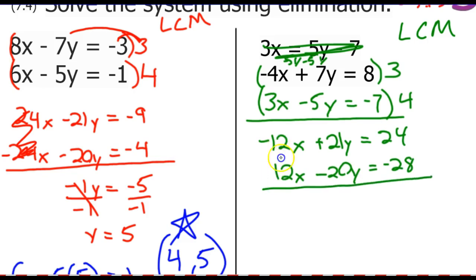So now I have two 12s, and I can add these two equations to eliminate my x's. So now we have 21 plus a negative 20, which gives us a 1y, and 24 plus negative 28, which gives us negative 4. So y is going to equal negative 4.